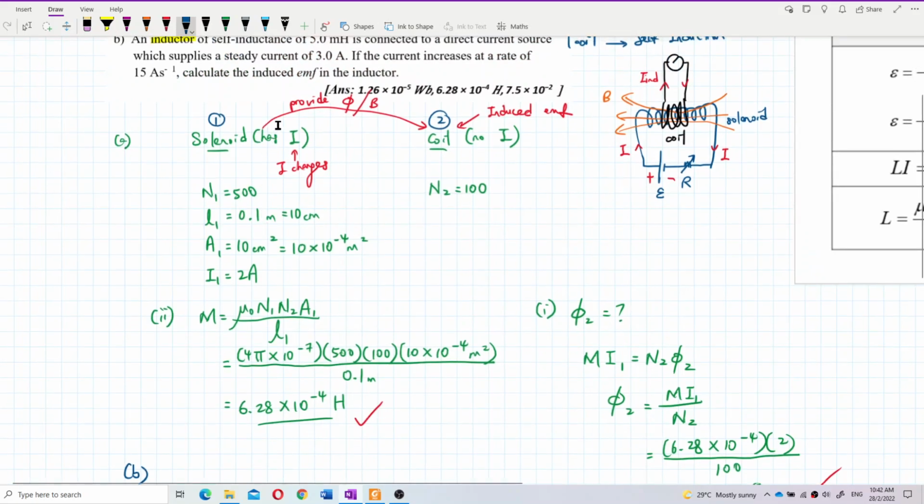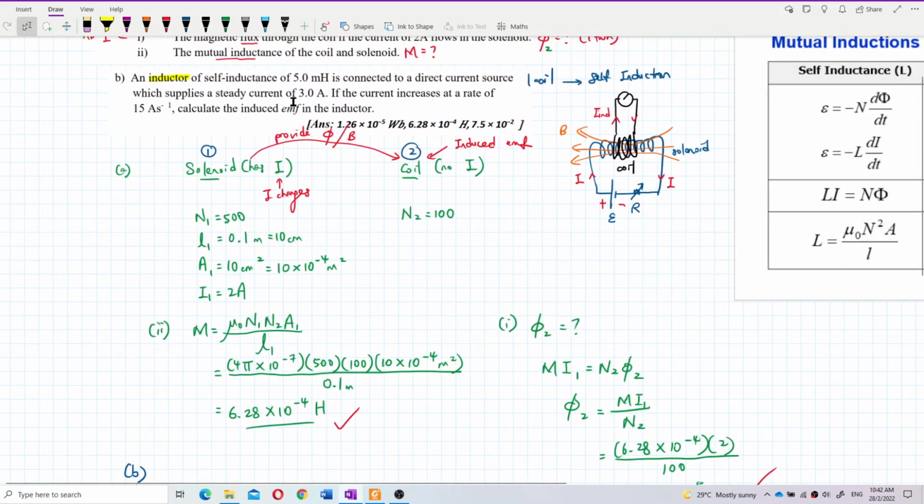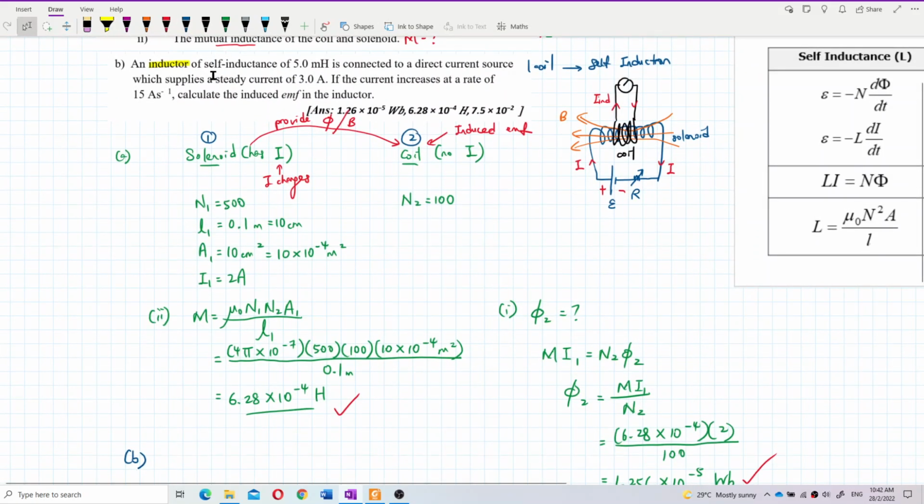So it has what value? Let's look at the question. Inductance, that's the self-induction. L is 5 millihenry. Milli changes to exponent negative 3 Henry. And then the direct current source provides a steady current of 3 ampere, so I equals 3 ampere.